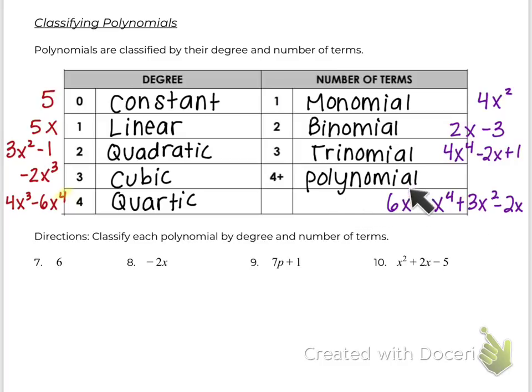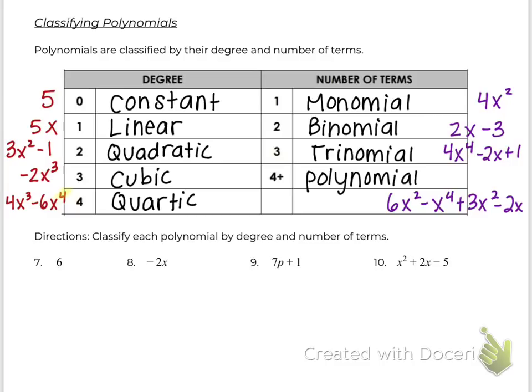Okay, and also all of these are technically polynomials. We can say any of these are classified as that, but when we're actually saying the number of terms here, it has to be 4 or more, okay? Because this is specifically called a trinomial, and this is specifically called a binomial because there's 2, and this is specifically called a monomial.